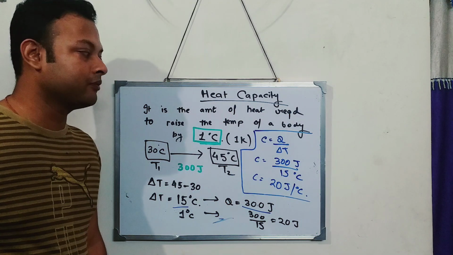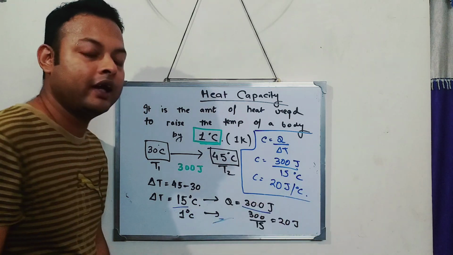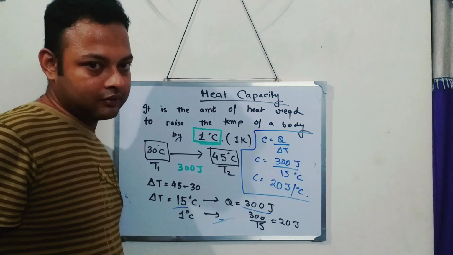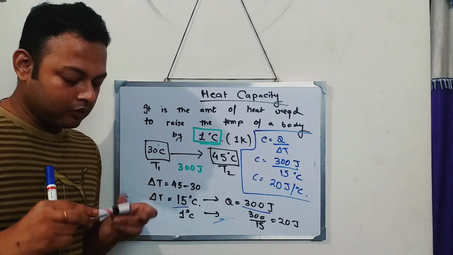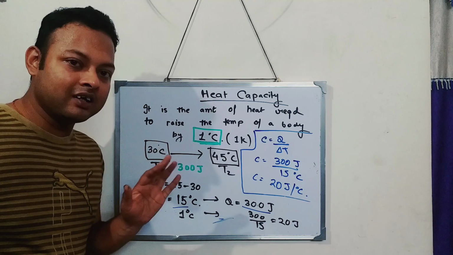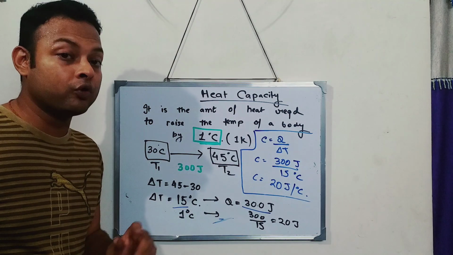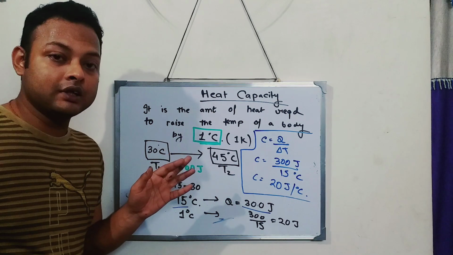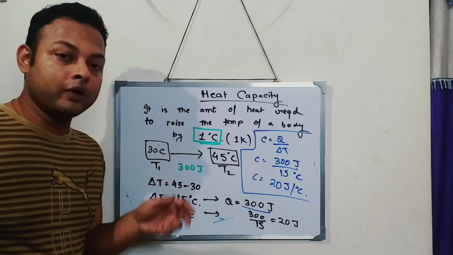So I think you understood the meaning of heat capacity. It is the amount of heat required to change the temperature by 1 degree. How much heat has to be given for a 1 degree temperature change? That is called heat capacity. Now, if you observe what I have written, I have nowhere mentioned anything about the mass of the body, because in heat capacity we are not concerned with the mass.